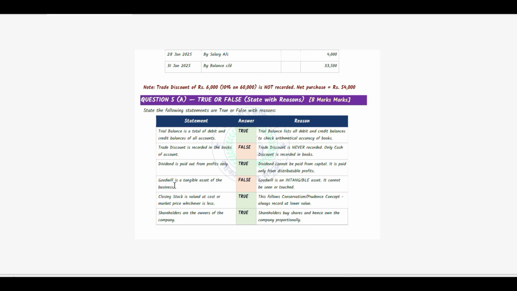Goodwill is a tangible asset of the business. It is false, because goodwill is not tangible, it is an intangible asset of the company. It cannot be seen or touched. Closing stock is valued at cost or market price, whichever is less. It's true, because this follows the conservatism or prudence concept. Always record at the lower value. Shareholders are the owners of the company. It's true. Shareholders buy shares and hence own the company proportionately.